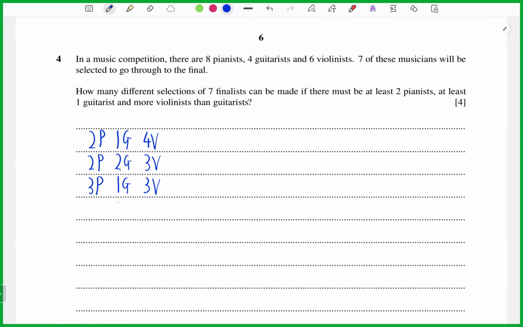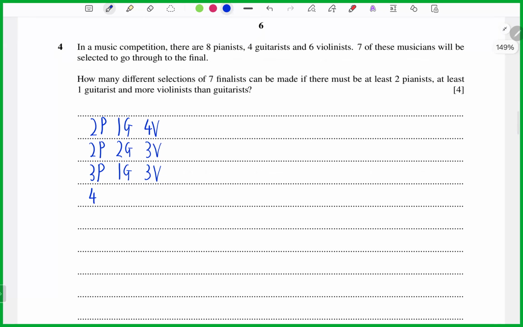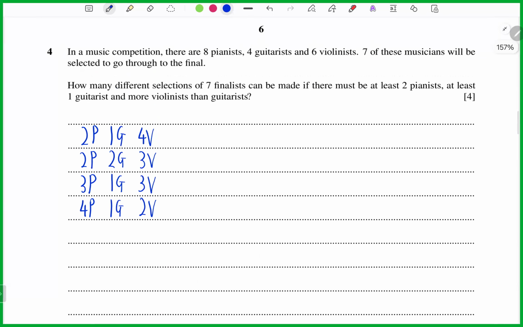You cannot take two guitarists and two violinists. Why? Because it's the same, so we cannot consider this case. And then now we try to increase again the pianists. Four pianists, so here is two violinists and one guitarist. So we already found four scenarios, or four combinations here.